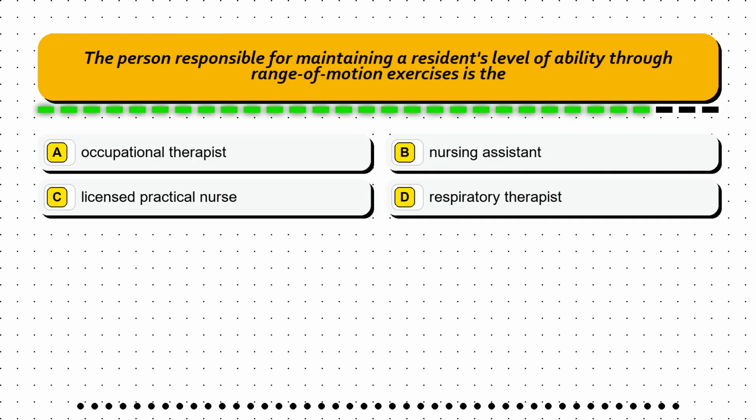Question 9. The person responsible for maintaining a resident's level of ability through range of motion exercises is the: Option A. Occupational therapist. Option B. Nursing assistant. Option C. Licensed practical nurse. Option D. Respiratory therapist.